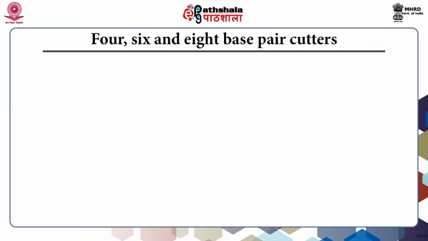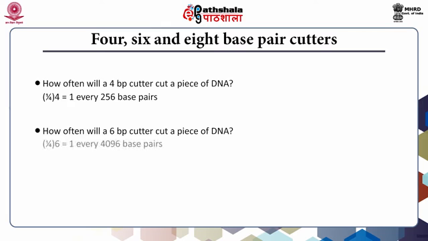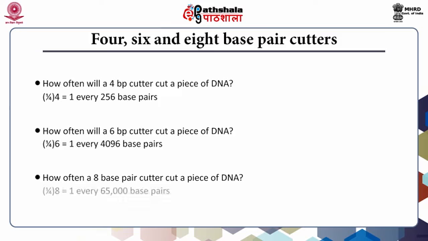4, 6 and 8 base pair cutters. How often will a 4 base pair cutter cut a piece of DNA? The answer is 1 every 256 base pairs. How often will a 6 base pair cutter cut a piece of DNA? It is 1 in every 4096 base pairs. A 8 base pair cutter cuts a piece of DNA 1 in every 65,000 base pairs.